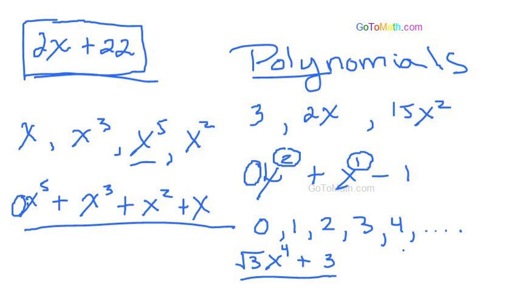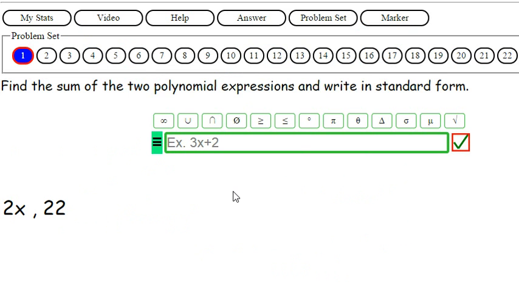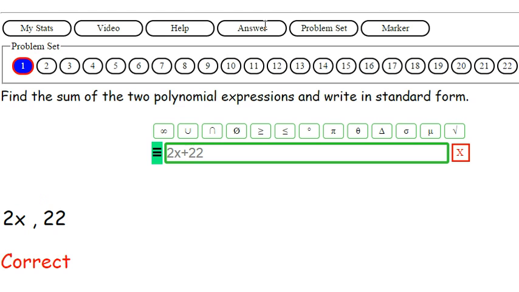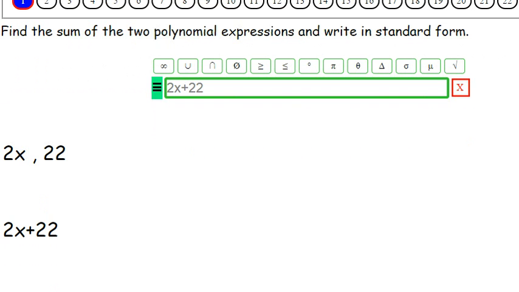Alright, okay. I guess we go back to the main page. So here, this is an example of how it should be typed in, right? So here's one in standard form. So let's go ahead and just do that. So we got 2x, whoa, not a big x, little x, 2x plus 22. 2x plus 22, correct. Let's click the answer there, make sure that's good too.